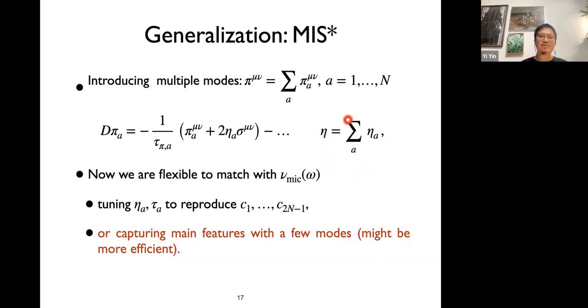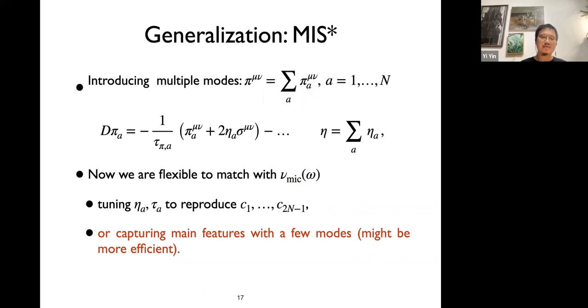It's easy to check that in order to reproduce the first order hydrodynamics, you need to require the summation of all the eta_A to give the shear viscosity. So essentially this theory has 2n minus 1 free parameters. For A equals 1, we have one free parameter, but if we include two modes, we have three free parameters, et cetera. What is nice about it is that now we have more freedom to match this frequency dependent diffusive constant as computed in some microscopic theory. One way to do that is, for example, to tune these eta_A and tau_A to reproduce the gradient expansion coefficients of these functions. Suppose we have enough modes, we can do that.